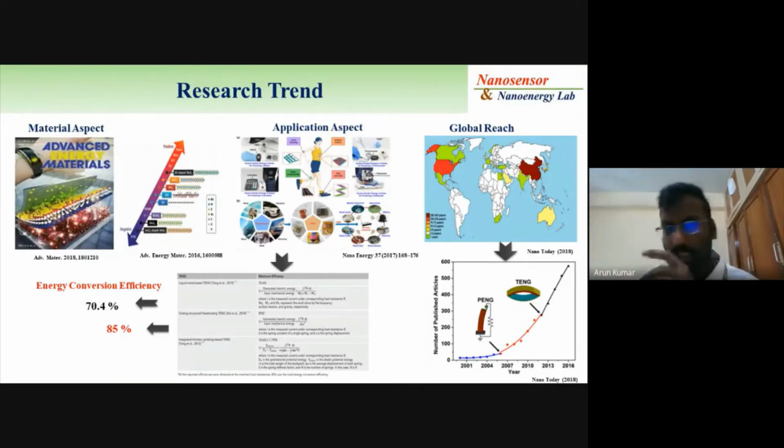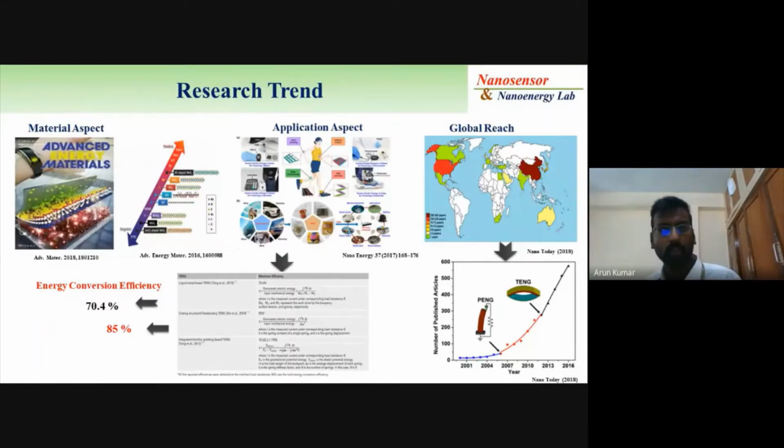Here they say the energy conversion efficiency is around 85%, but this is without any load. We are trying to really achieve this 85% energy conversion efficiency, because, as I told, this is an AC conversion to DC, so there are a lot of losses. We are trying to overcome this scenario.